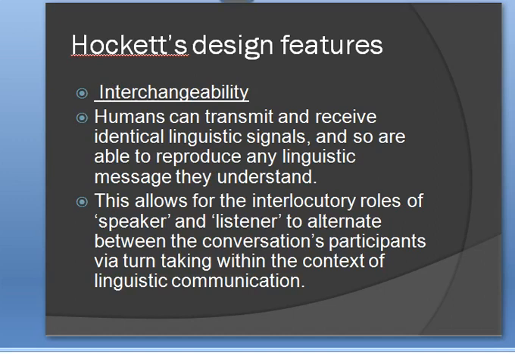The next design feature is interchangeability. Interchangeability means humans can transmit and receive identical linguistic signals, and so are able to reproduce any linguistic message they understand. Whatever you can listen to, the very same thing you can say too.